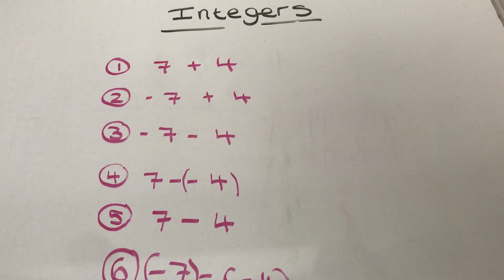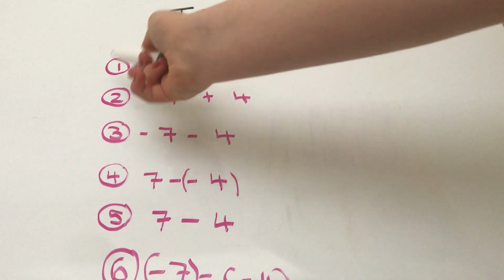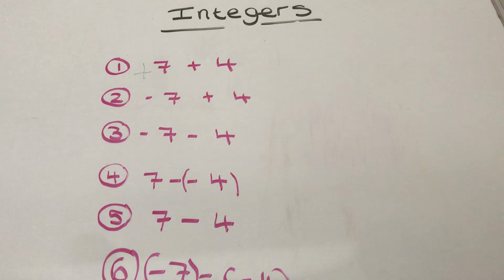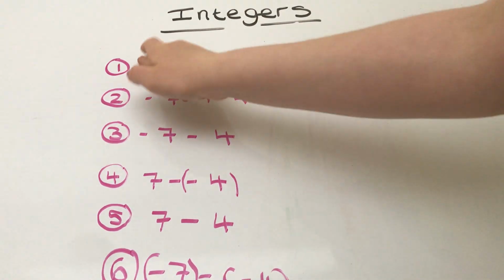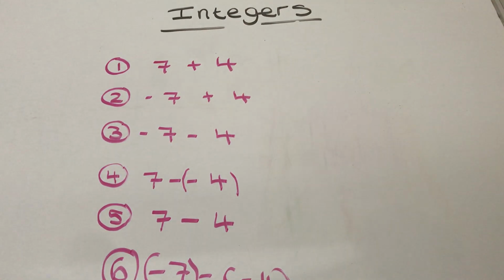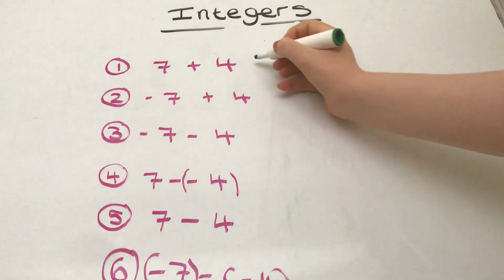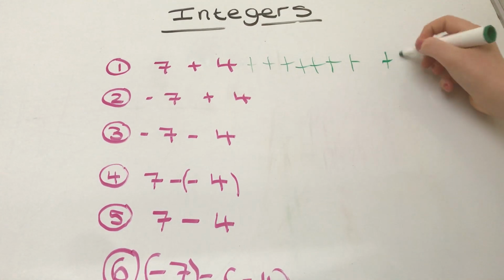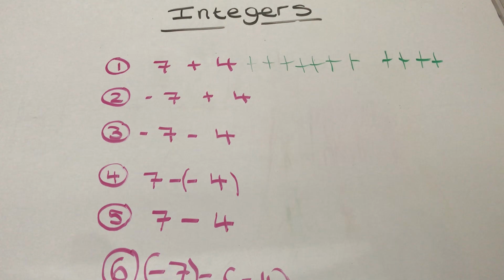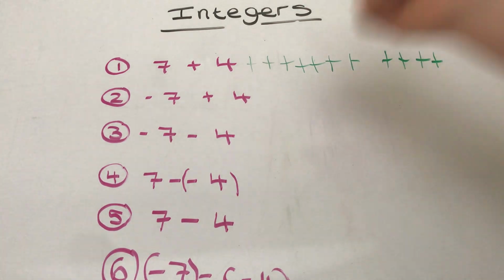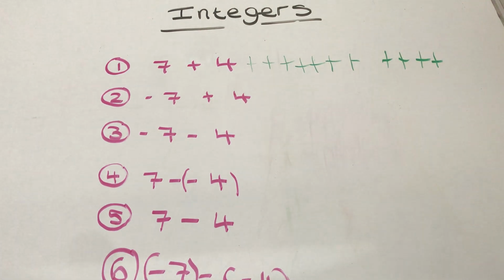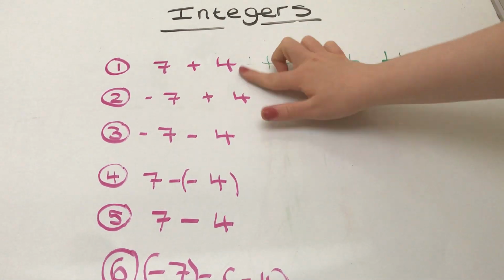So, integers. Let's have a look at this first question here, number 1. What I know I have positive 7 because there's not a symbol before it, so I know that is positive. And I also have positive 4. So that means I have positive 7, 1, 2, 3, 4, 5, 6, 7, and I have positive 4, 1, 2, 3, 4. Now there is no negatives that need to be cancelled out because they're all positive, so I literally just have to count all those positives. 1, 2, 3, 4, 5, 6, 7, 8, 9, 10, 11. 11 positive, so I know my answer is positive 11.